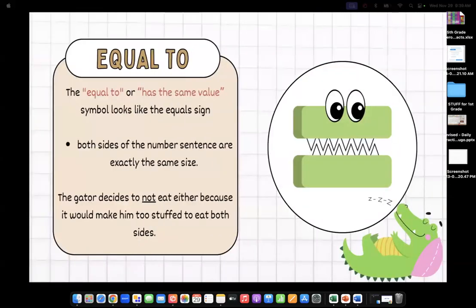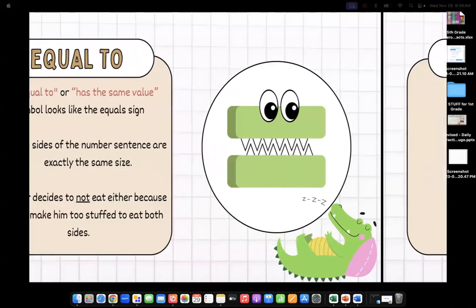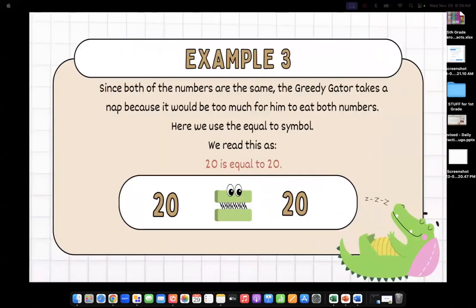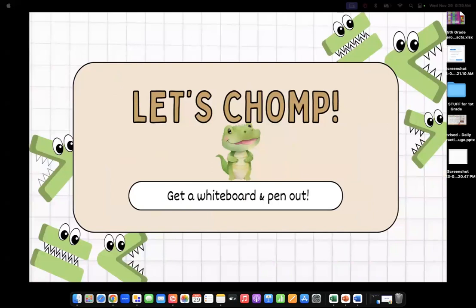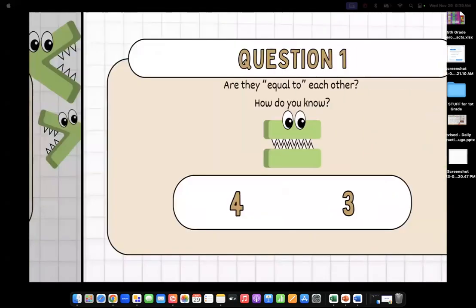Okay. So again, you have that little gator. What happens with the little gator is that he sees 2 numbers and he doesn't eat either one of them, because if he eats both of the numbers, then he'll be too full. So he kind of just lets them sit. For instance, if you have 20 equal to 20, he's not going to eat both of them, right? Because they're too much. So for instance, let's get to chomping. We're going to see how we can figure out these numbers.